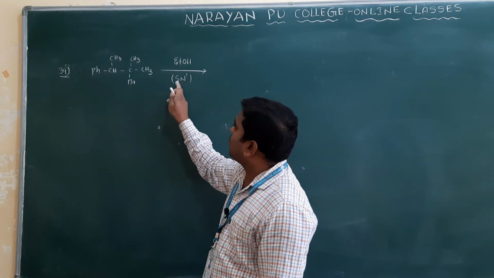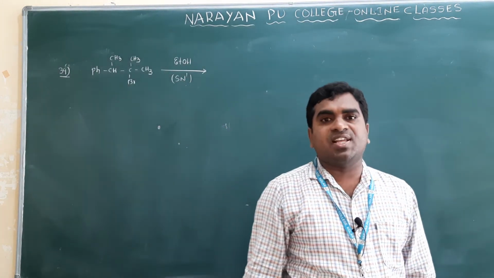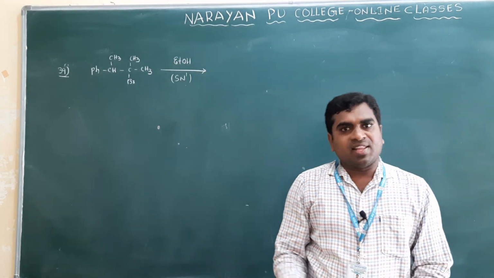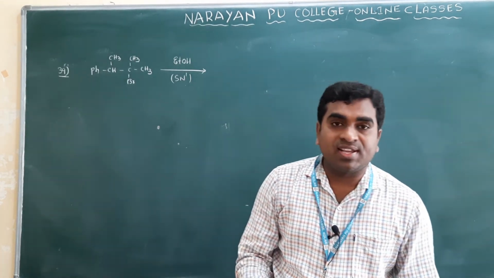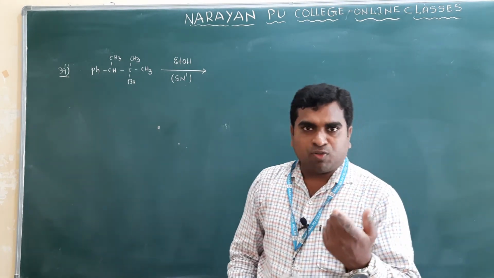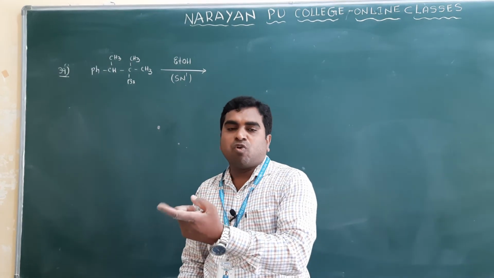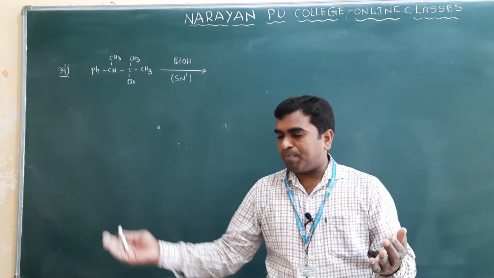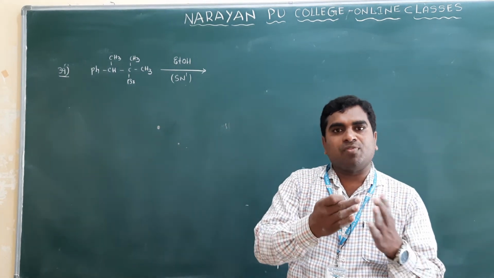Unimolecular nucleophilic substitution reaction, you know that. What is the intermediate in the SN1 reaction? In the SN1 reaction, carbocation is the intermediate. SN1 reaction involves how many steps? 2 steps. In the first step, carbocation formation takes place. In the second step, nucleophile attack takes place on the carbocation.